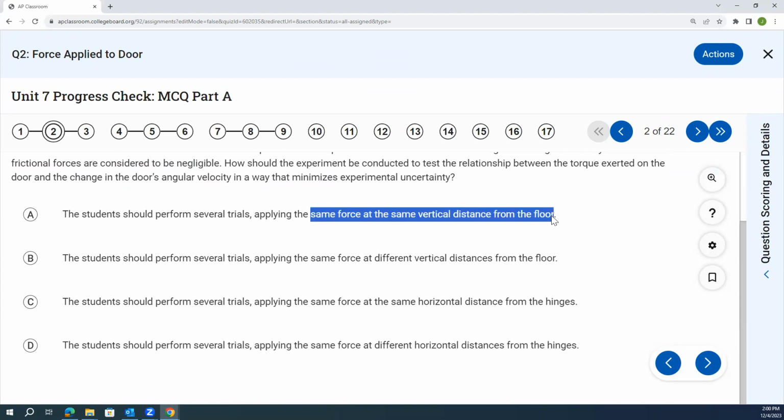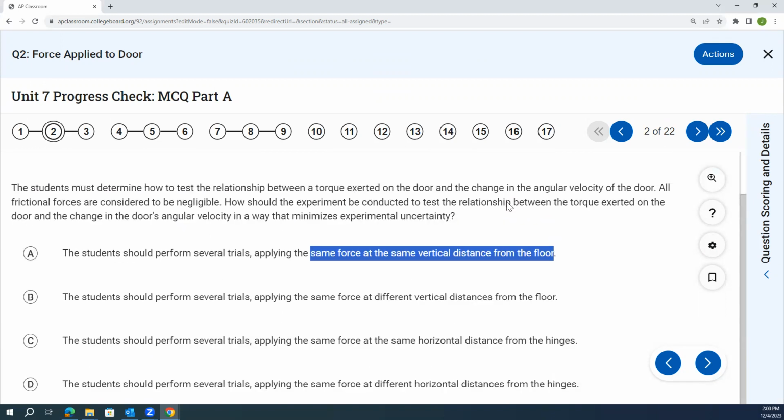Hey guys, if you do the same force at the same location over and over and over, that might reduce experimental uncertainty, but you're not going to get a relationship between any 2 variables because there's no independent variable going on. You're just doing the same thing over and over. So on a graph, that would just be a single point. Or if there was a little bit of error in your readings, maybe a clump of points, but it's not going to show a relationship between 2 variables, right? Okay, so that can't be true.